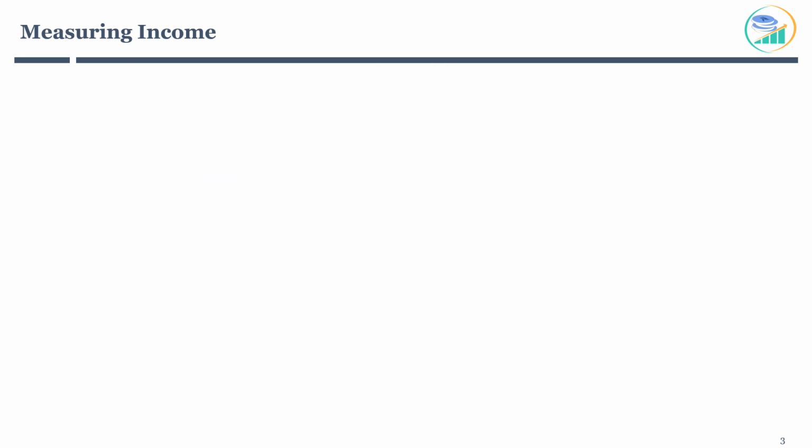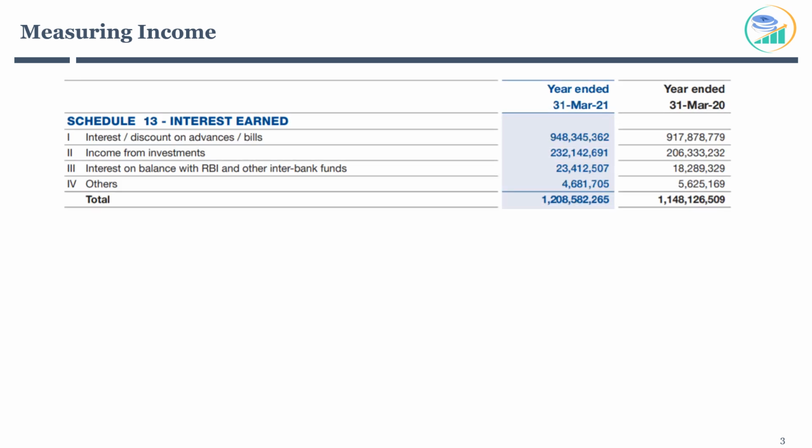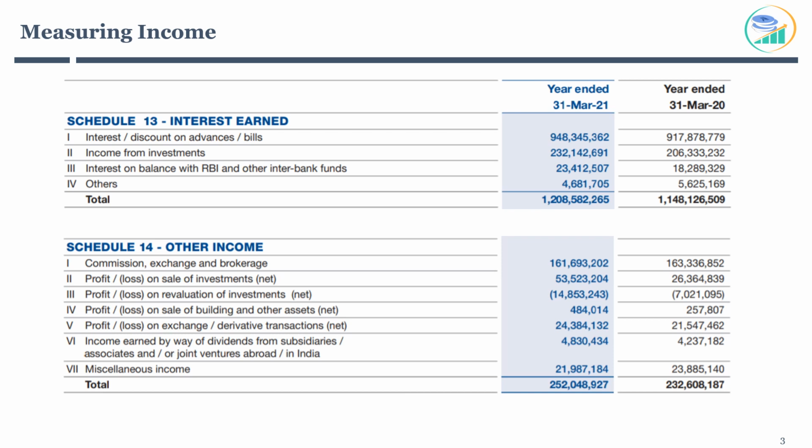As you know, income is reported under two separate lines. First, interest earned. Second, other income. Let's talk about interest earned. A bank lends money to individuals and companies at a certain interest rate. Interest collected from borrowers is classified as interest earned. Schedule 13 provides details of interest earned. You would have noticed there are several sources of interest earned.